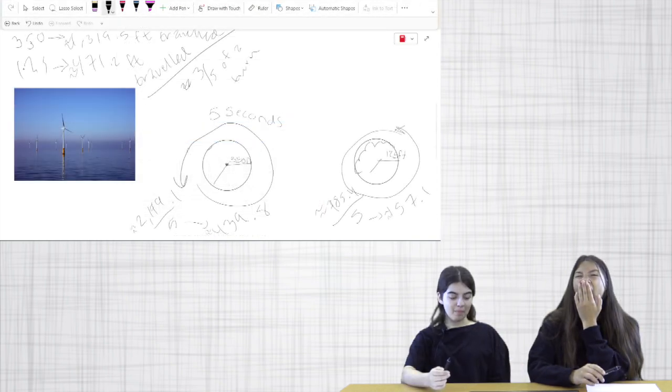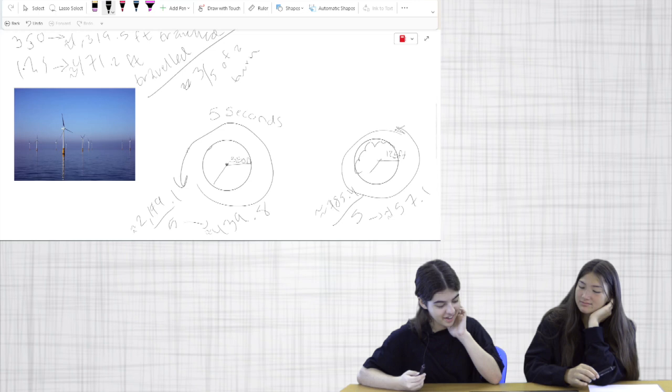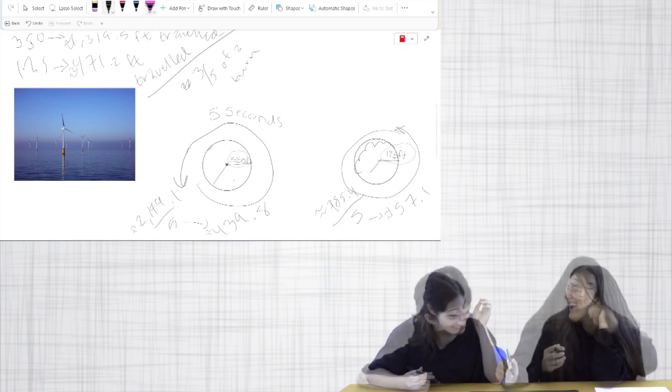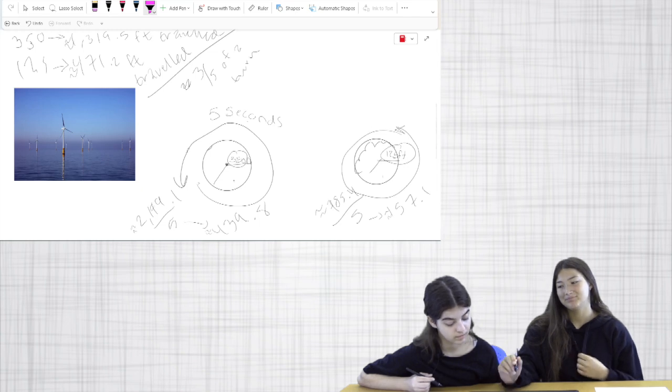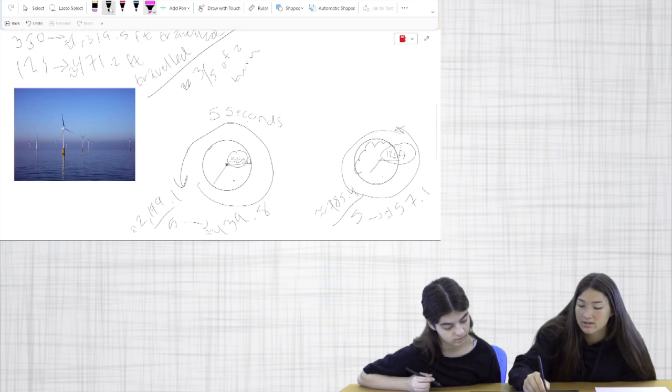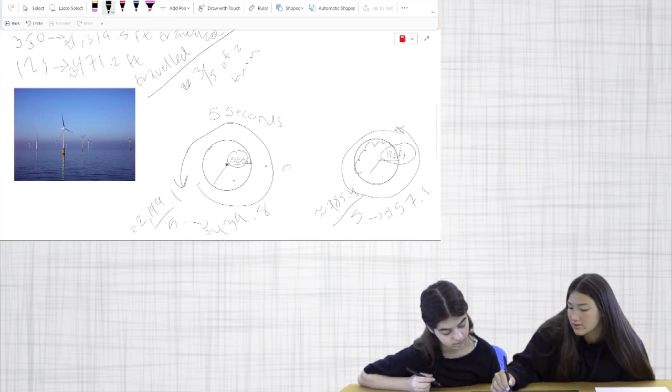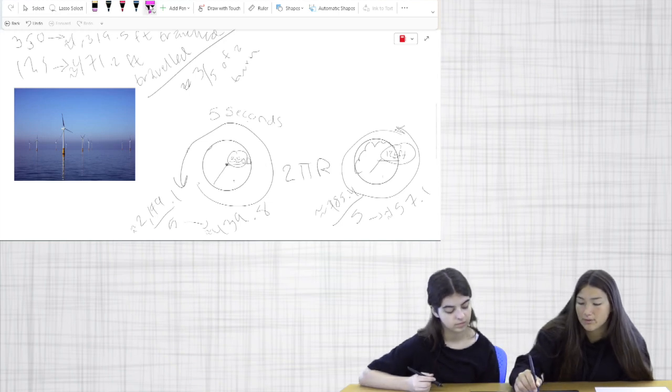So do you want to go ahead and walk me through your picture? Yeah, kind of. We used the equation to find the circumference, which is 2 pi r, and we did that for both of them.